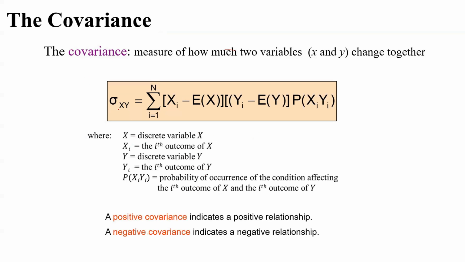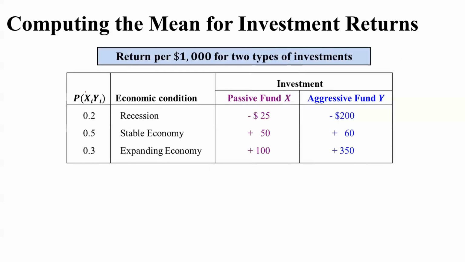Say, for example, the value of sigma xy, the covariance. If the covariance is a positive value, it indicates a positive relationship. If it is a negative value, then it indicates a negative relationship. So that's what you need to know. Now let's do this exercise. This is example 1.